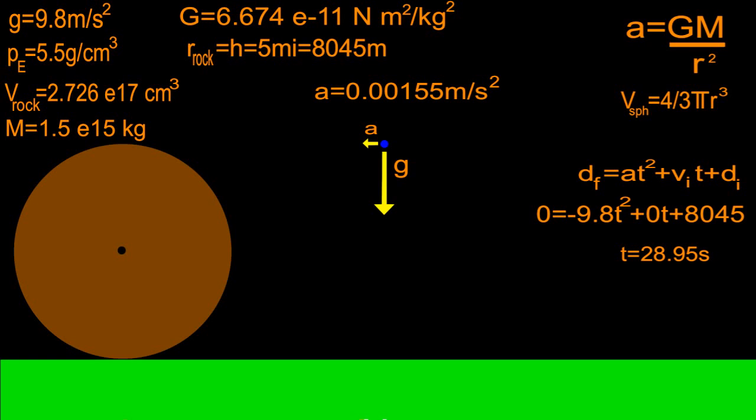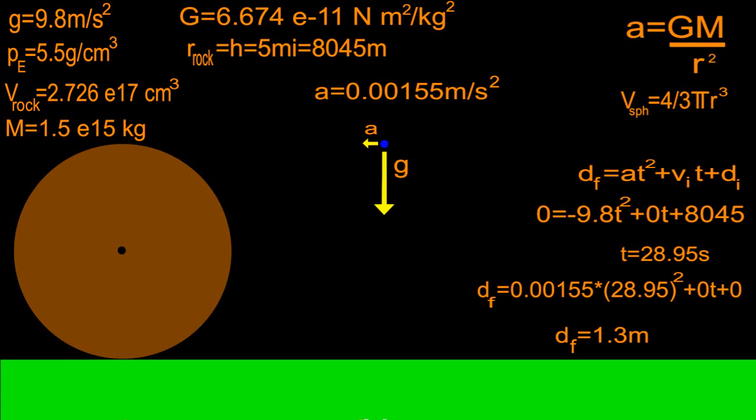If not, effects of the air and air resistance, wind speed, and rotation of the object would throw all these calculations off. Now, knowing that it would take 29 seconds to fall to the Earth, we can figure out how much it would move towards the rock using the same equation, but using 0 as the initial position, 28.95 seconds for the time, 0.00155 for the acceleration, and solve for the final position. We will get about 1.3 meters.